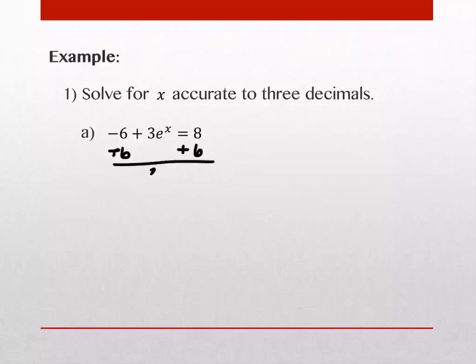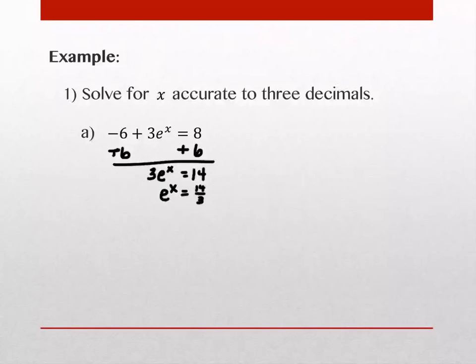All right, so I'm left with 3 e to the x on the left. I have 14 on the right. What's next? Right, I will divide by 3. So now I have e to the x on the left, and I have 14/3 on the right. Do you remember what you do next?